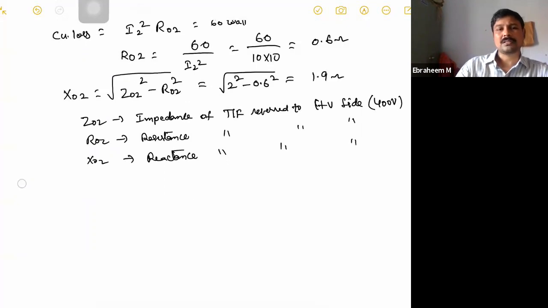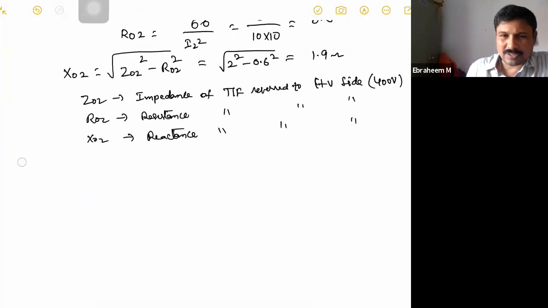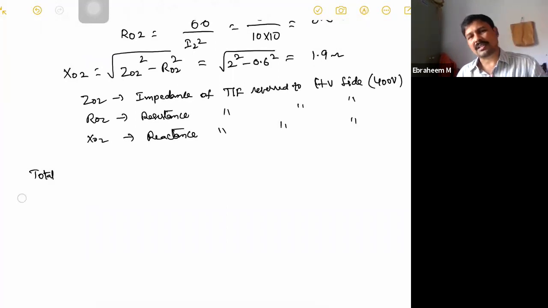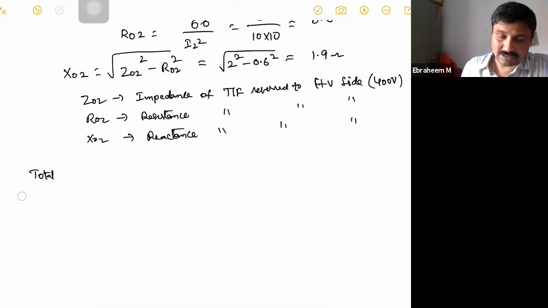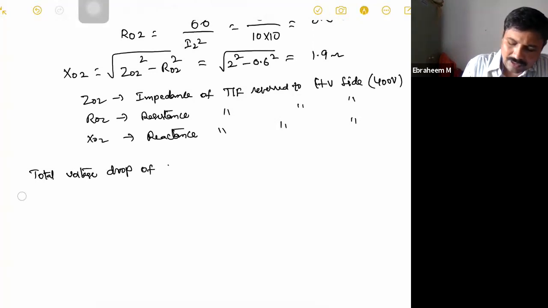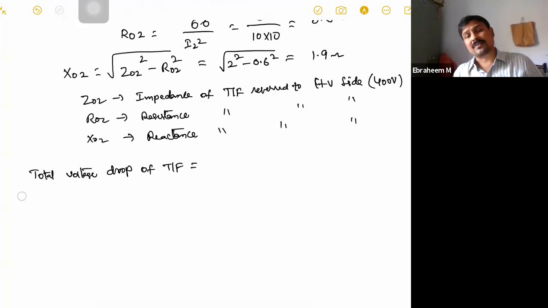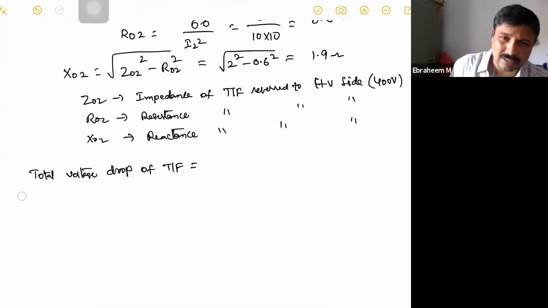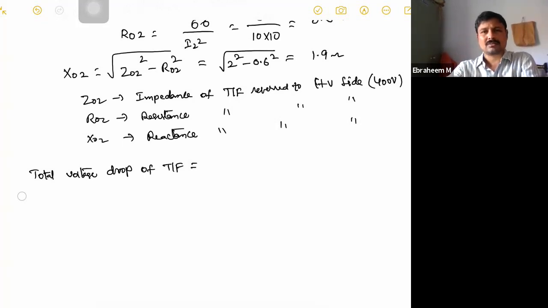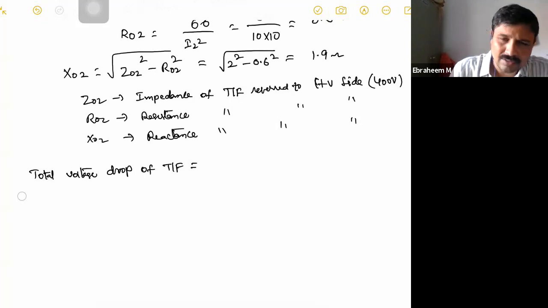Now there is one formula to find the voltage drop. If you know the total resistance, total reactance, and power factor, then you can find the total voltage drop. Actually, there is a derivation for this total voltage drop of the transformer, which I am not going to write now, as it is not included in our syllabus. Generally, it is not required for you. If you are able to solve problems on the OC test and SC test, that is sufficient.